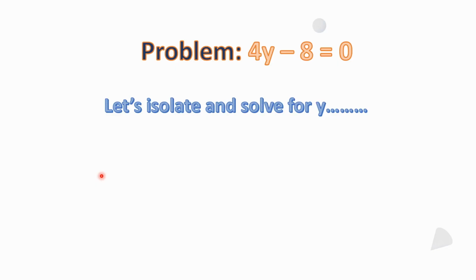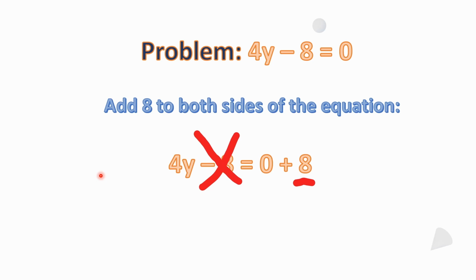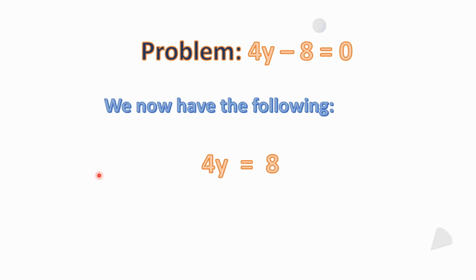Our very first problem that we're going to look at is 4y minus 8 equals 0. So let's isolate and try to solve for y. One easy way to start that would be to add 8 to both sides of the equation. So on our left side, if we add 8 to negative 8, it's going to cancel out. And on the right side, it's going to really be 0 plus 8. So now we're left with the following here. We've got 4y equals 8.